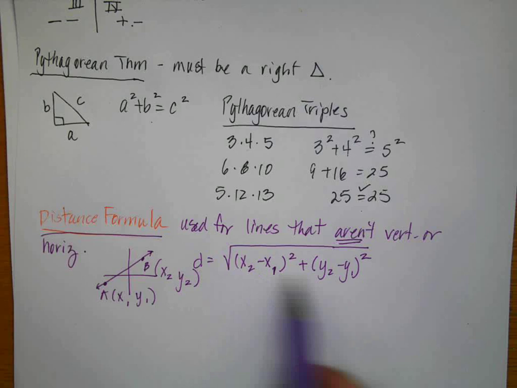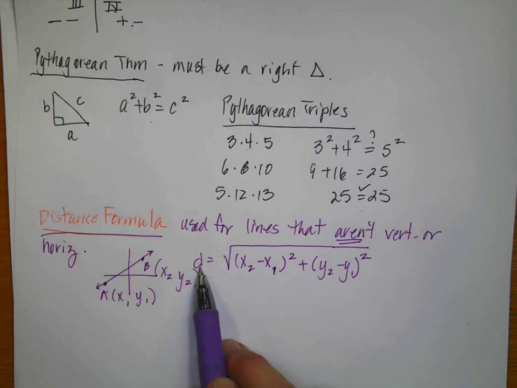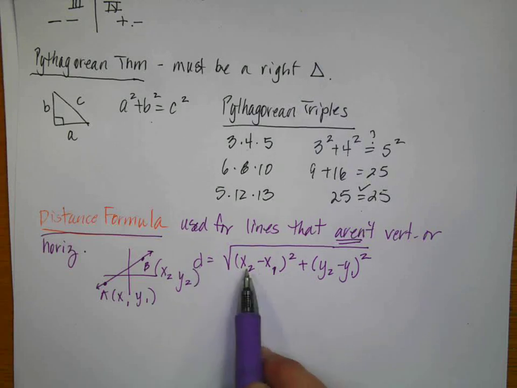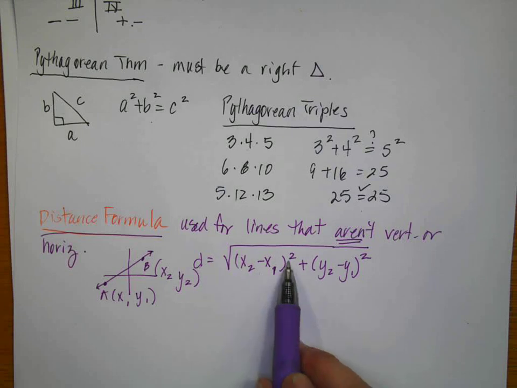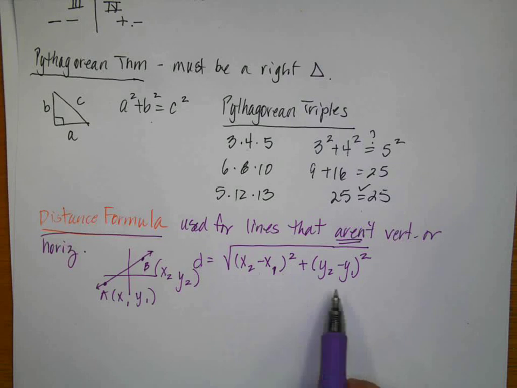So the distance formula is actually kind of interesting. I take the difference in the x's and I square it to make sure that the values are positive because distances are positive. And then I do the same thing for the y's.